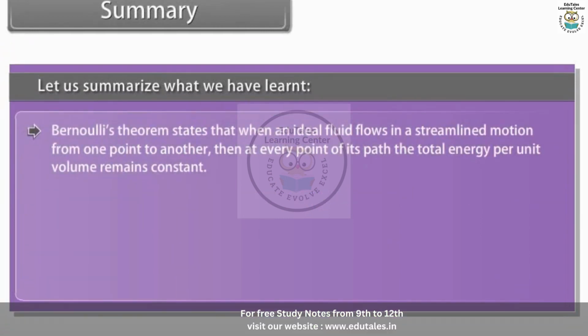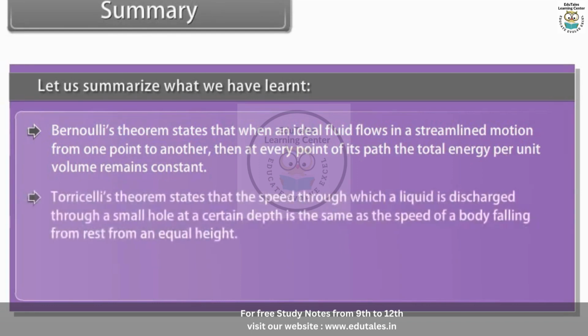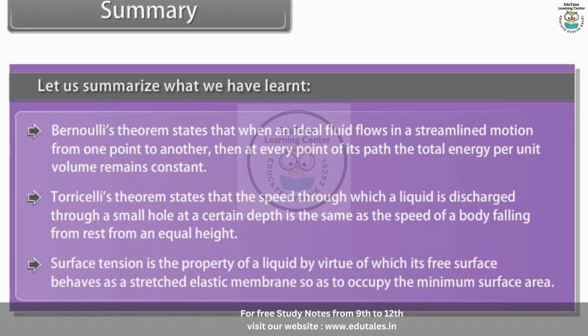Bernoulli's theorem states that when an ideal fluid flows in a streamlined motion from one point to another, then at every point of its path, the total energy per unit volume remains constant. Torricelli's theorem states that the speed with which a liquid is discharged through a small hole at a certain depth is the same as the speed of a body falling from rest from an equal height. Surface tension is the property of a liquid by virtue of which its free surface behaves as a stretched elastic membrane so as to occupy the minimum surface area.